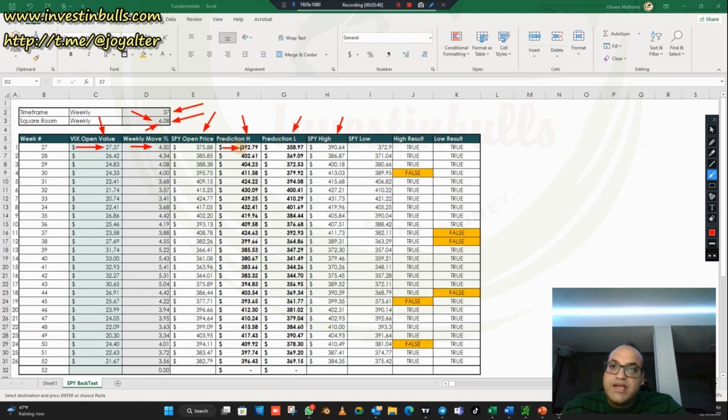Our prediction was it could go up to 392, and on the lower side, it went to 372.9, whereas our prediction was pretty low because it opened at 375. So this week, instead of going down, it went up. It was long, but we already know what the long highest prediction we have is. So it was pretty much within our range.